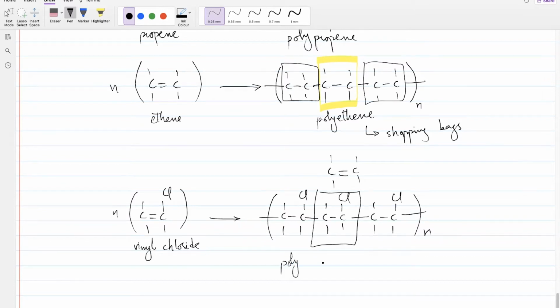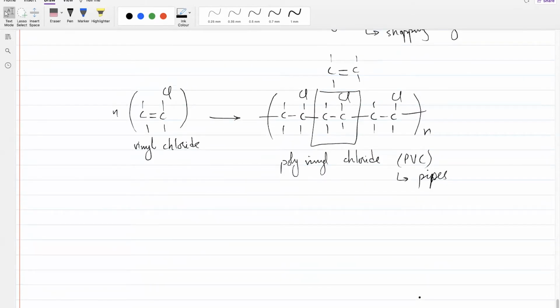poly because it's a polymer, vinyl chloride because ये vinyl chloride से बना है, जिसको आम जुबान में हम PVC भी कहते हैं. This is used to make pipes, okay, gas pipes, water pipes. PVC is used to make that. Okay, so this is a fact that you need to know.